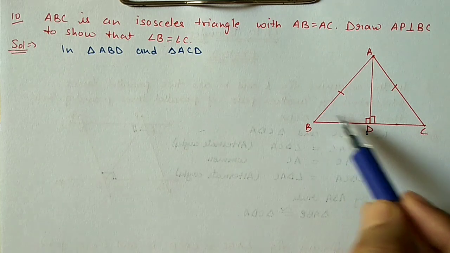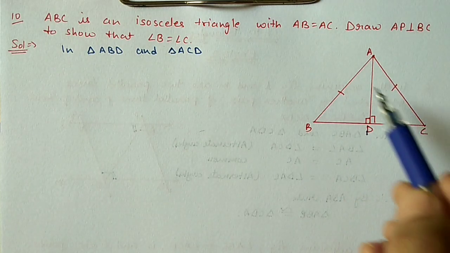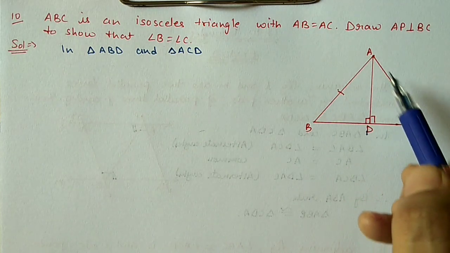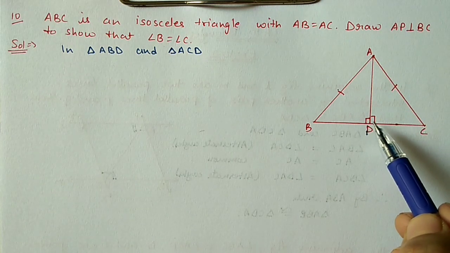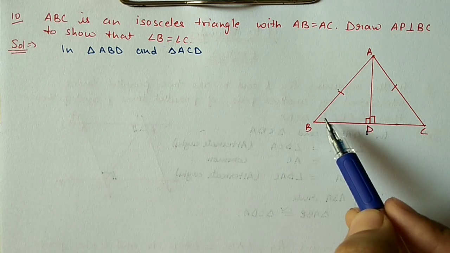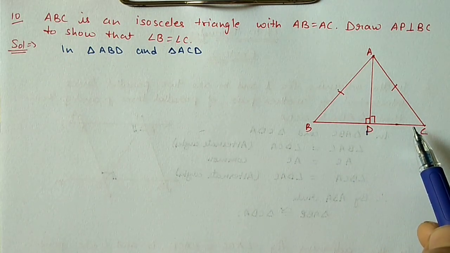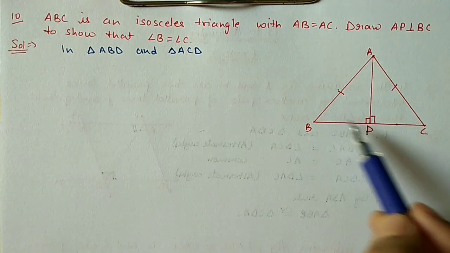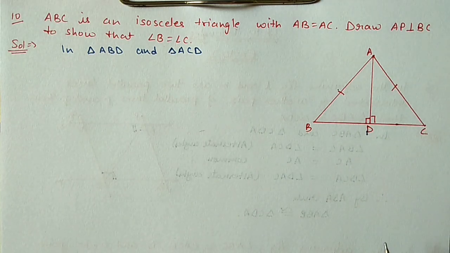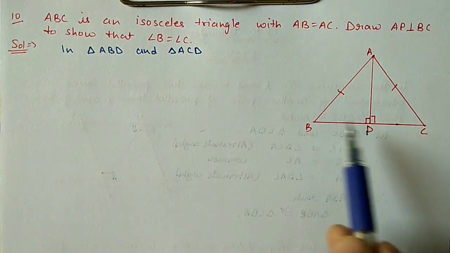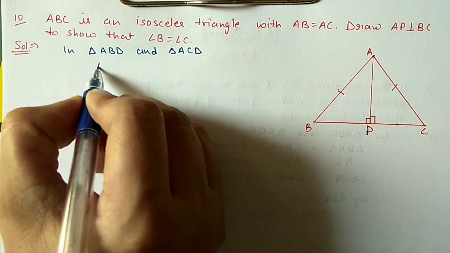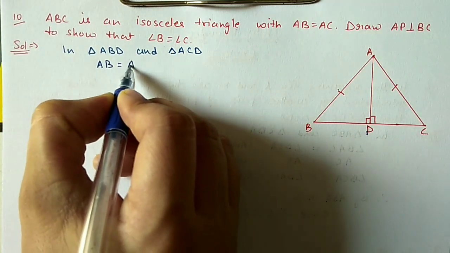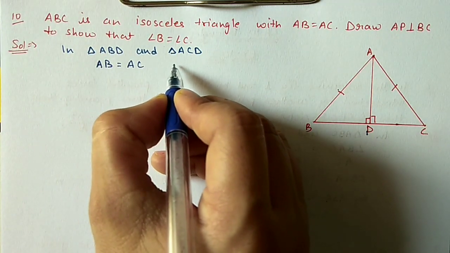So we have a triangle ABC which is an isosceles triangle, and AB and AC are equal. First we will draw AP which is perpendicular, means which will touch at 90 degree this line. We have to show this angle B and angle C are equal. So first we will take these two triangles and we will show that these two triangles are congruent to each other. Then by CPCT we can say angle B and angle C are equal. So first in these two triangles, AB is equal to AC. This information is given in the question.